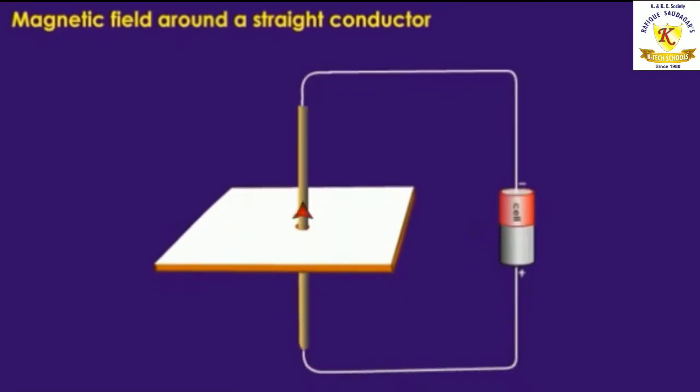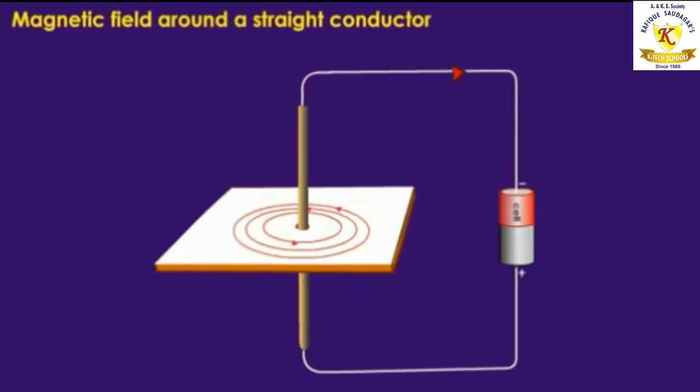So, the experiment is repeated again, but now the current is passed in the opposite direction as shown in this figure. Then the lines of force will be in anti-clockwise direction. So the direction has changed now.